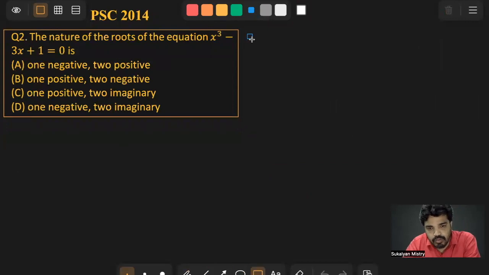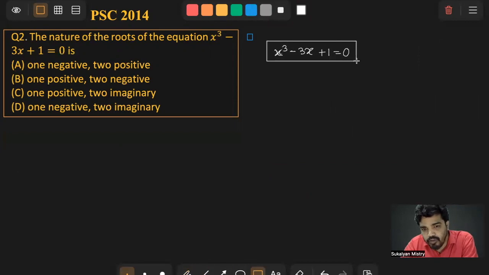So what is given here? We have to find the nature of the roots of this equation. So what is the equation? Here the equation is x cube minus 3x plus 1 is equal to 0. We have to find the nature of the roots of this equation. Okay. So let f(x) be equal to x cube minus 3x plus 1.